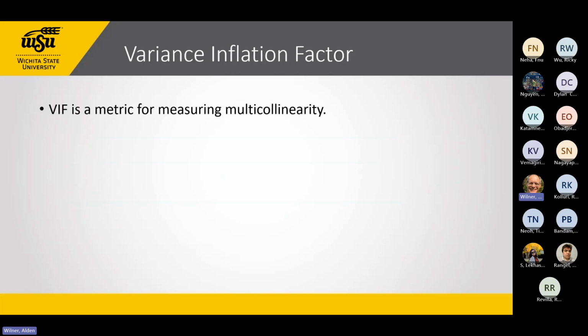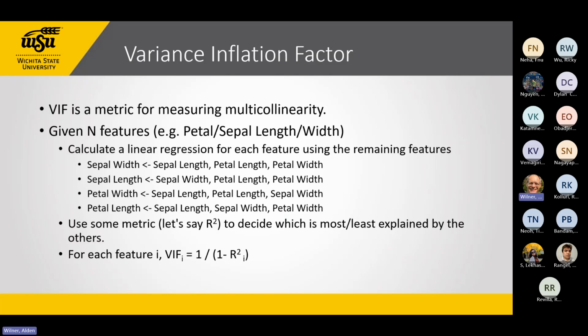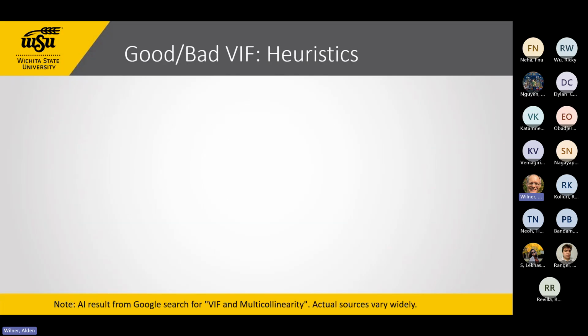That's called the variance inflation factor. It is a metric for measuring multicollinearity. Given n features, we calculate a linear regression for each feature using the remaining features. And we'll see that in the future. We use some metric, and we do this calculation here. We get what we call the VIF, and that tells us how well the feature sepal width is predicted by the other features of the flower, right? So you can predict anything as your target, but you can look at how well each feature is predicted by the other features.